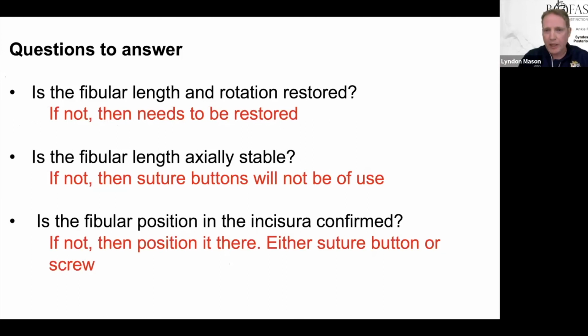So this middle question here is the important one really. Is the fibula length actually stable? So if you fixed it with a plate and then it can't move up and down, then you can usually use it for rotational stability. However, if you don't fix it, so then it can move up and down and side to side and is chronically unstable, then the syndesmosis fixation, as I said with the cadaveric study, is a lot less stable.